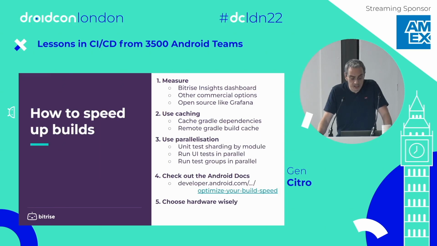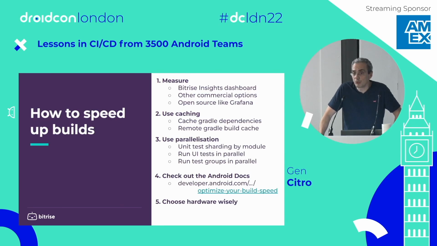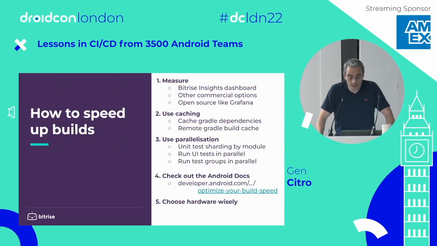Another recommendation is use parallel builds. Typically you would run parallel builds with your testing, so you could have testing running in parallel rather than in sequence or across different workflows. Also, another recommendation is the Google Docs. Google do a really good job of keeping their documentation up to date and useful. If you search for optimize your build in the Google Docs, there's tons of recommendations there.